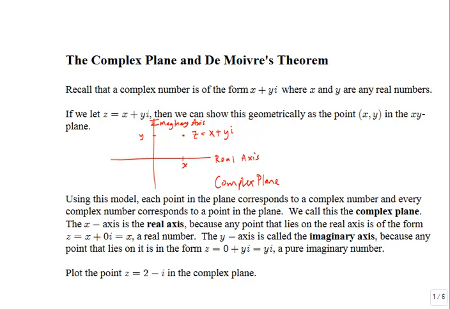The x-axis is called the real axis because any point that lies on the real axis is of the form z equals x plus 0i, which is just equal to x. In other words, there's no imaginary part at all because the y value is 0. The y-axis is called the imaginary axis because any point that lies on it is of the form z equals 0 plus yi. So there's no x part, there's no real part, and it would be called a pure imaginary number.